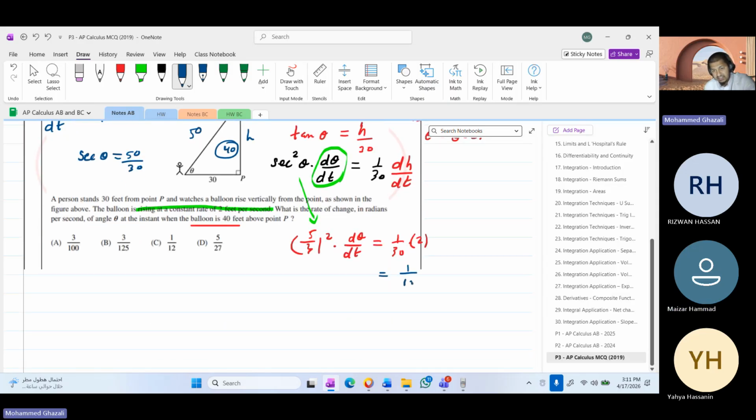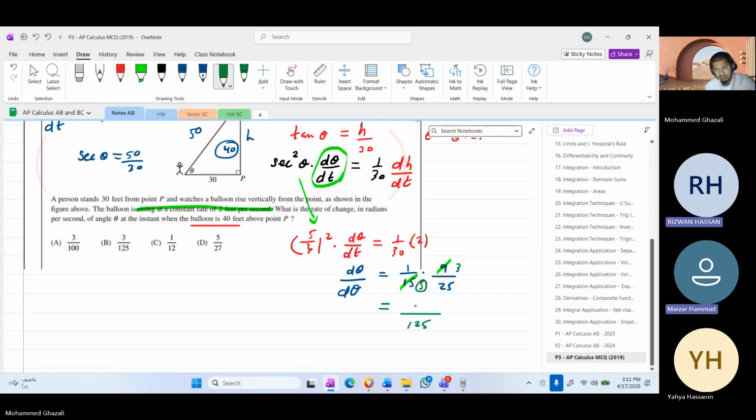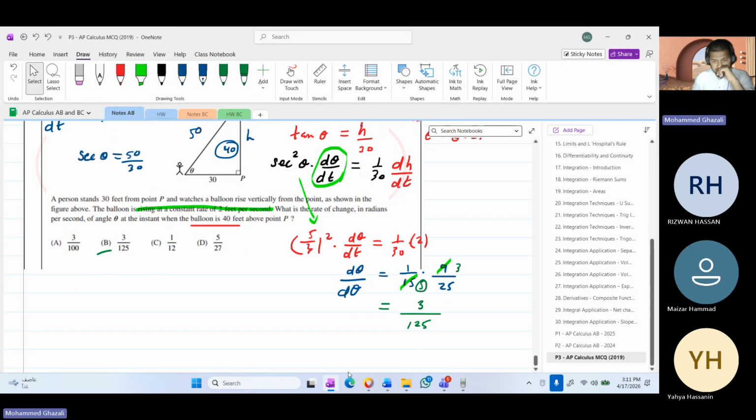On this side, I've got 1 over 15. 3 squared is 9, so multiply by 9. And 5 squared is 25, so multiply by 25 at the bottom. Don't multiply like that. Simplify the 9 and the 15. Divide by 3 on top, you get 3. Divide by 3 at the bottom, you get 5. What's 5 times 25? 125. So it's 3 over 125. Can that be simplified further? No, that's it. 3 over 125. Are we good?